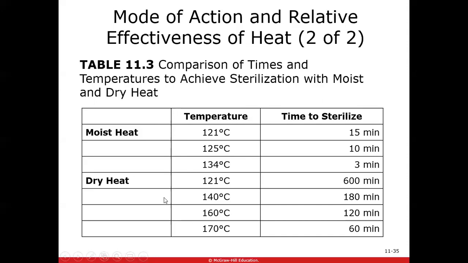Now, if you have dry heat, you don't have any water associated with it. At 121 degrees Celsius, just like 121 up here, instead of 15 minutes, it would take 600 minutes. So with just dry heat at 121 degrees Celsius, about 250 degrees Fahrenheit, you'd have to be there for about 10 hours as opposed to 15 minutes. And then it goes up from there. 170 degrees Celsius, about 338 degrees Fahrenheit, would take 60 minutes, and that's where you start getting to the place of incineration.